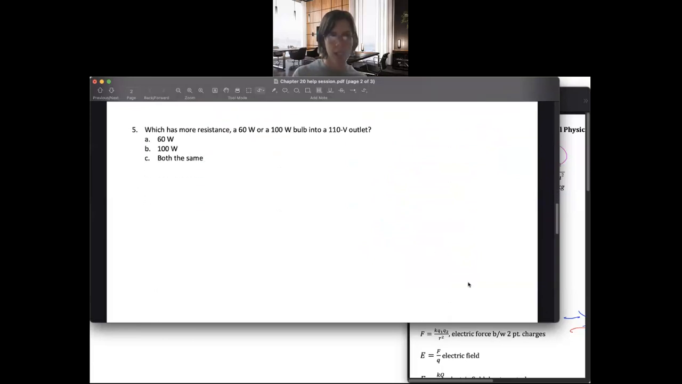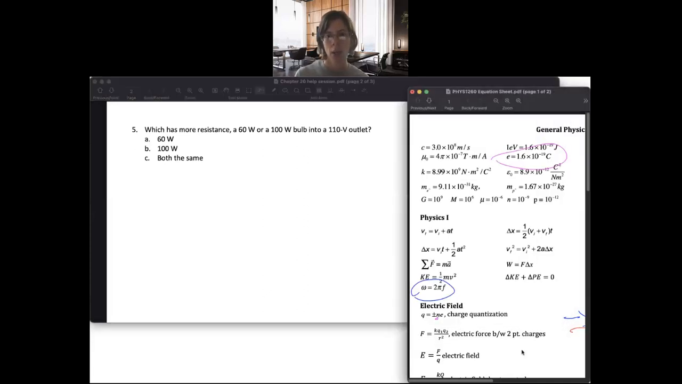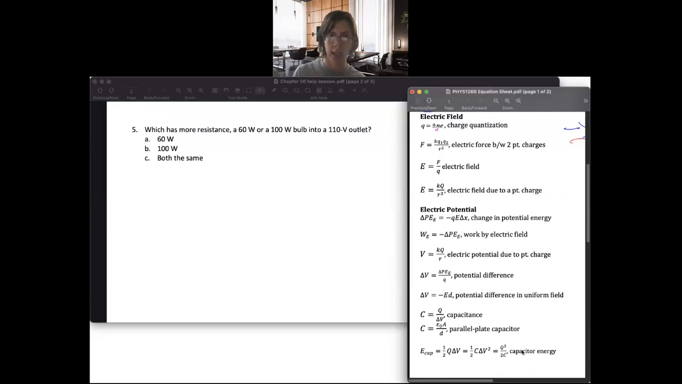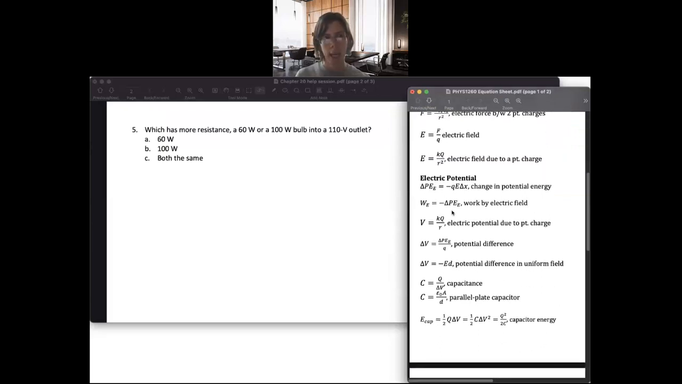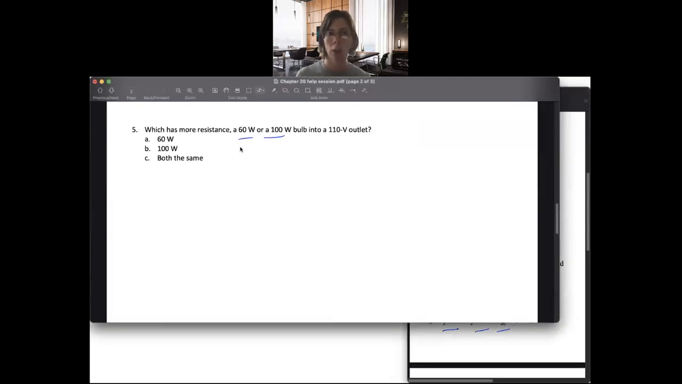Which has more resistance, a 60 watt or 100 watt bulb that is plugged into a 110 volt outlet? So we did some similar ones last unit when we were talking about energy stored in a capacitor. And when we did energy stored in a capacitor, we had 3 equations for energy. And now when we're talking about watts, that's power.